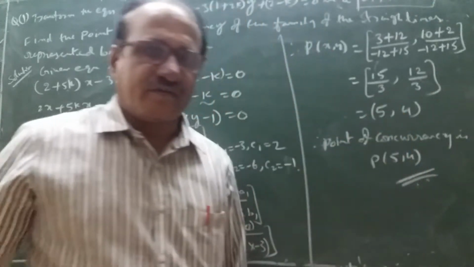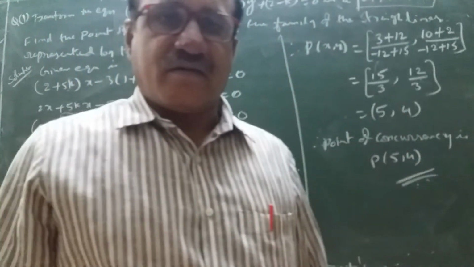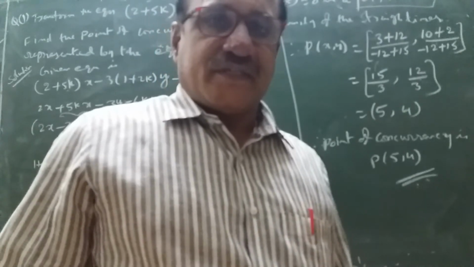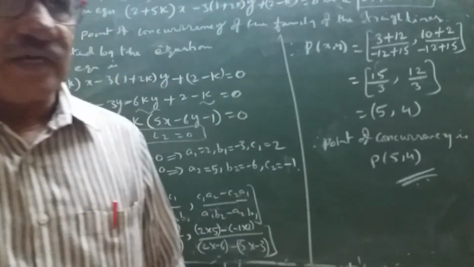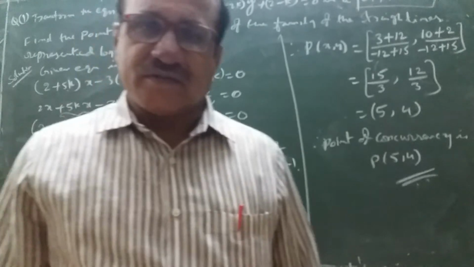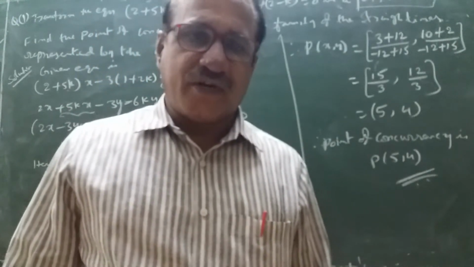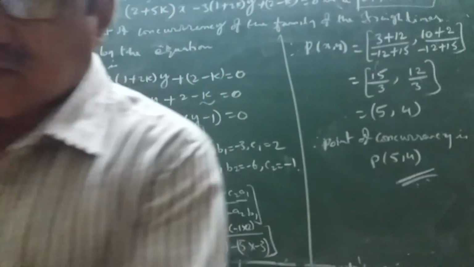In this way, we can transform the given equation into L1 plus lambda L2 is equal to 0, and we can find the point of concurrence. Now we take another one.